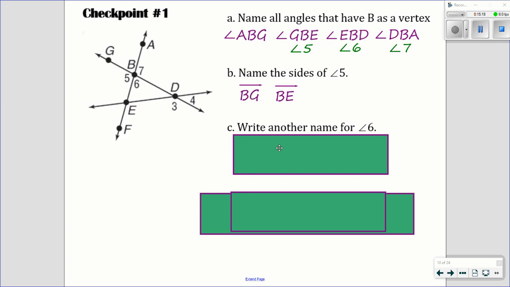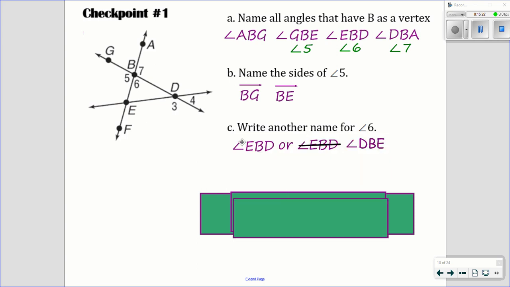And write another name for angle 6. There's 2 ways, depending on which point you start at. It could be DBE or EBD.